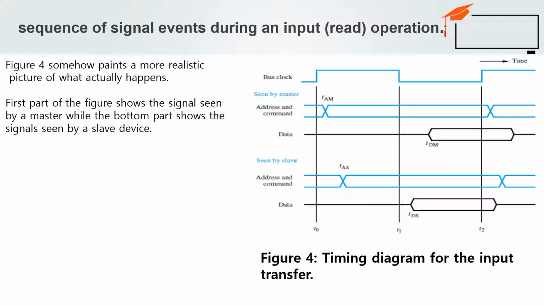Signal transitions can be seen by different devices at different times, because signals travel through different devices at different times. The first part of the figure shows the signal seen by a master, while the bottom part shows the signal seen by a slave device.